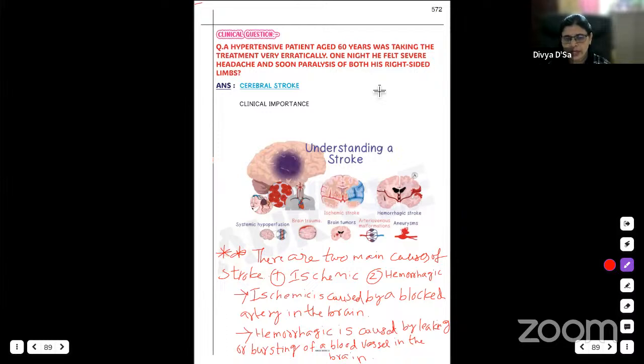So basically, stroke can be either ischemic or hemorrhagic. Okay, so ischemic, as the name says, the blood supply is hindered to a part of the brain. The blood supply is hindered, just like how in the heart, the blood supply is hindered, right? So it can happen because of a blockage in the artery. Hemorrhage can occur when the pressure in the artery increases, especially in the intracranial cavity. Pressure can rise, especially in a hypertensive patient, and the blood vessel may burst. Okay, so that results in hemorrhage. And both of these will cause paralysis, that is hemiplegia.